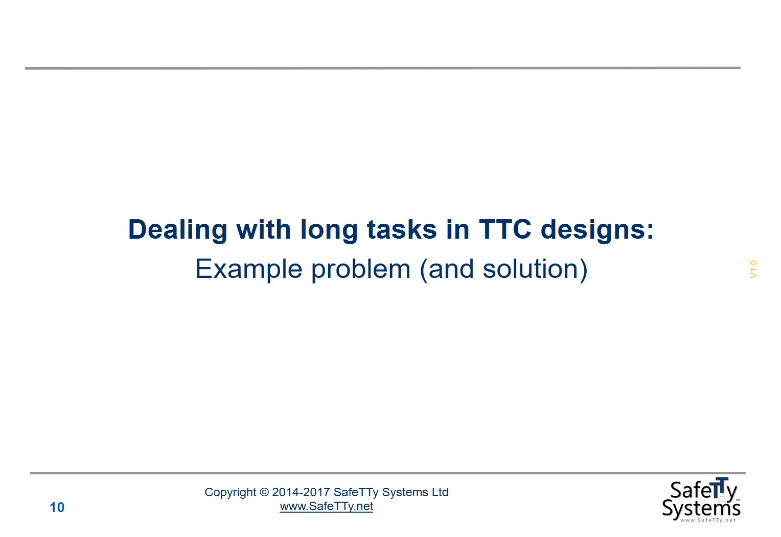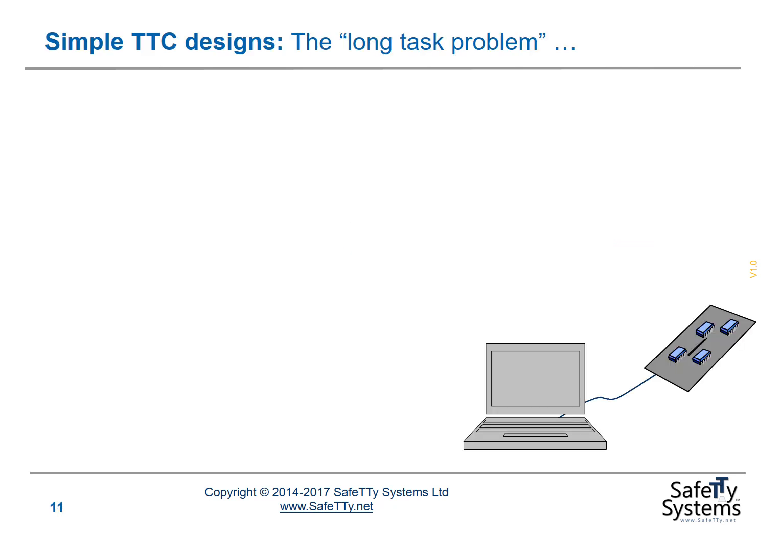So let's look at a basic problem that can arise in a TTC design if we don't create our tasks in an appropriate way. We'll look at the problem and then we'll look at a simple solution to that problem. Once you've seen the solution, most people think it looks like common sense, which simply means that it's a good design pattern. So let's look at the problem.